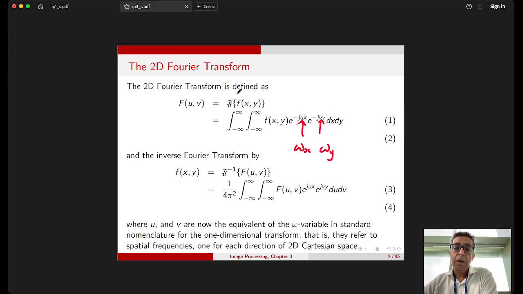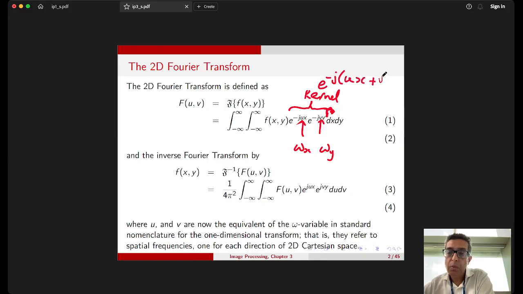So here our continuous function over space, intensity over space, or luminance over space, is now multiplied by a kernel which consists of two separate separable terms. So, whoops, sorry, the kernel stops here. Sorry about that. So from here to here is our kernel. So e to the minus j ux times e to the minus j vy. So our kernel can also be represented by e to the minus j into ux plus vy.